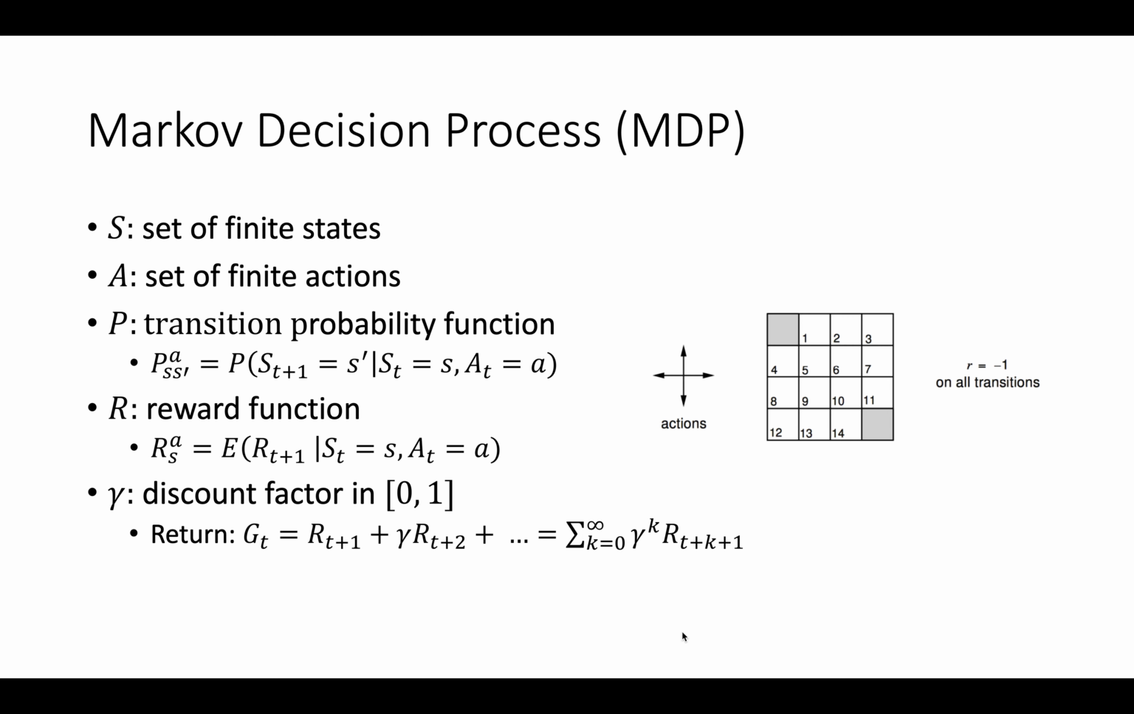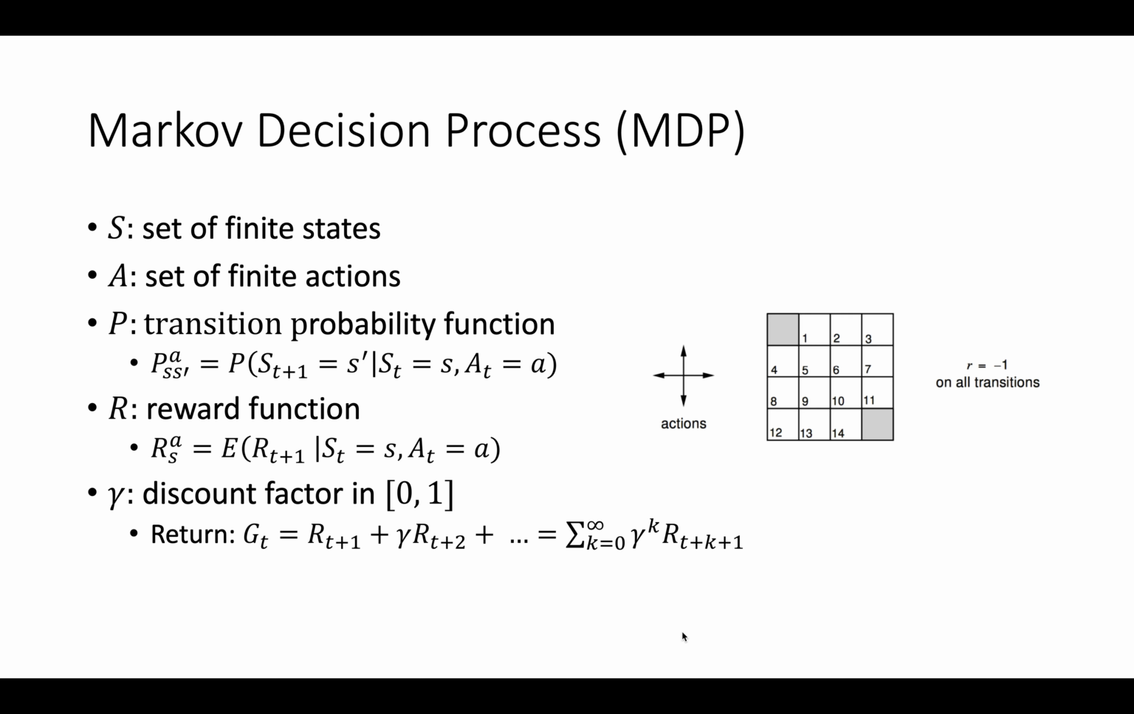The reason this is called a Markov decision process is because it follows the Markov property, where the future is independent of the past given the present. You can see this in the transition probability function. Instead of conditioning on S_t and S_{t-1} and S_{t-2} and so on, we can just condition on S_t. This allows us to write the transition probability function as a matrix.